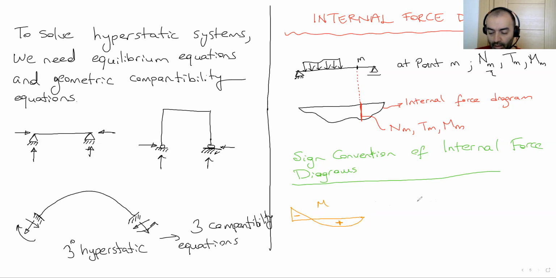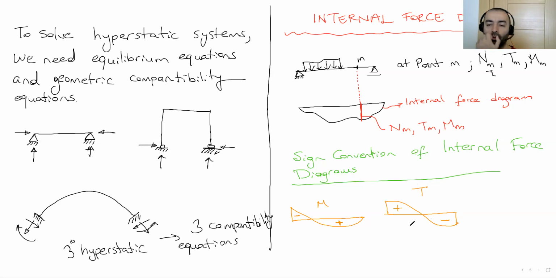For shear force and axial force, the top part is positive. Let's say I have a curve like this, shear force diagram like this. This is T. This part is positive. This part is negative. Why is this important?